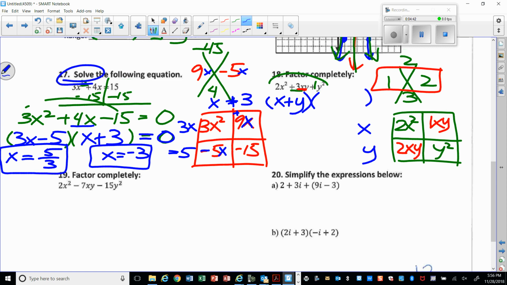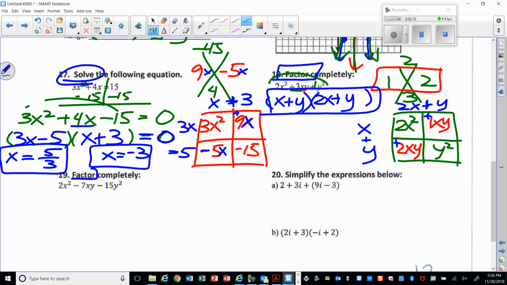And then the other factor is going to be looking at the columns. They both have a 2, and they both have an x here. And then these, they both have a y. So plus y, because this is positive, so this is positive. This is positive, so that's positive. So 2x plus y is my other factor. And then I'm done because it just says factor. I do not have to solve anything.